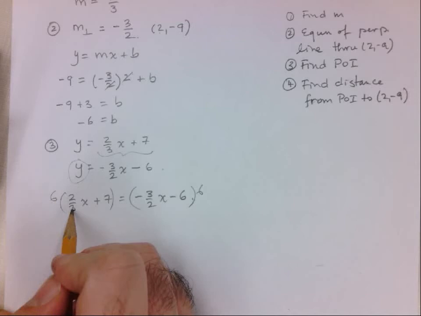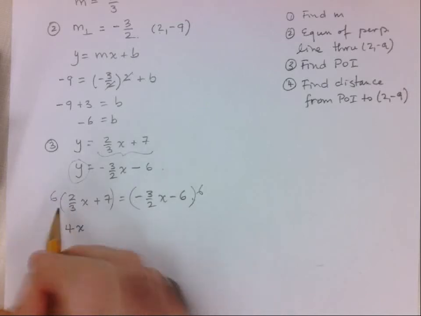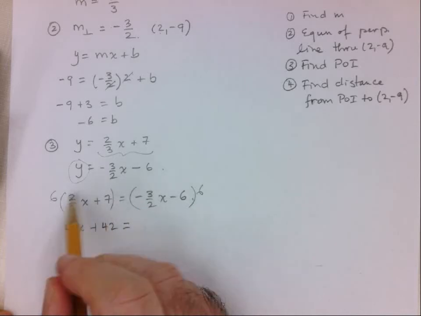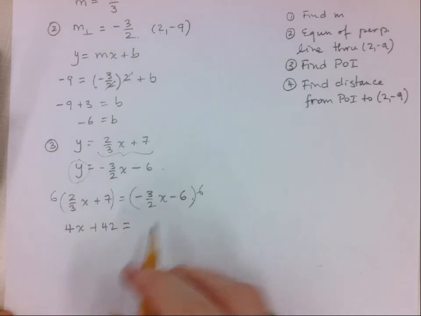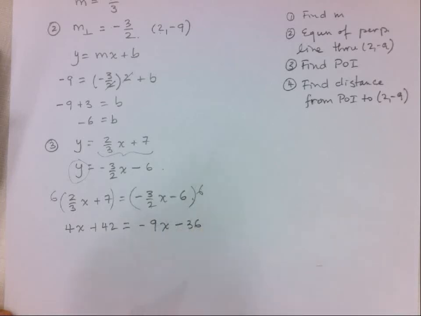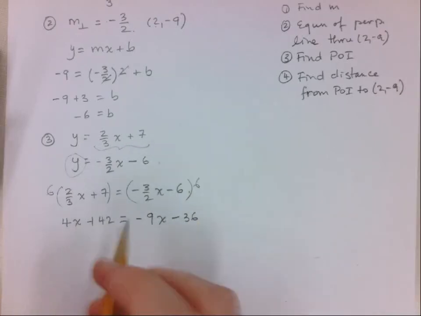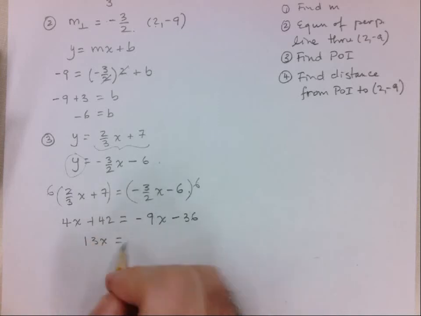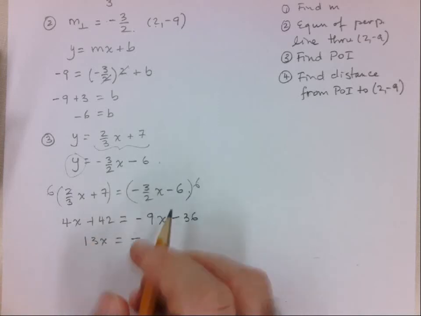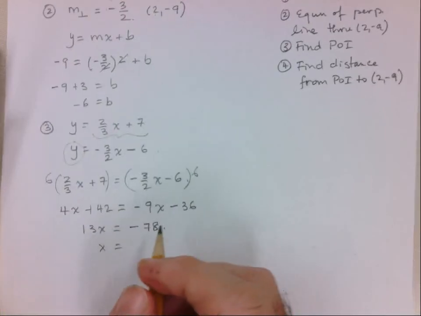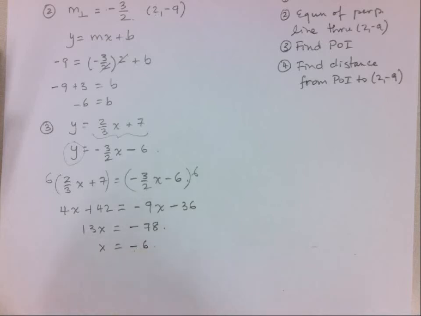Here 6 divided by 3 is 2 times 2, so I'm left with 4x. 6 times 7 is 42. Please remember when you're doing this, you have to multiply the whole side by 6. Same thing with the other side. 6 divided by 2 is 3 times negative 3, so negative 9x, and 6 times negative 6 is negative 36. Let's group together our variables. Here plus 9x, so we're left with 13x on the left, and negative 36 minus 42 is negative 78. Now we can easily solve for x, and that turns out to be negative 6.